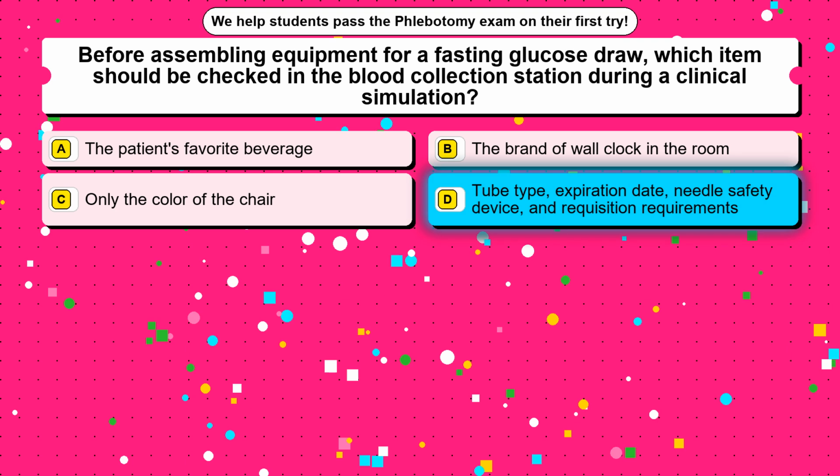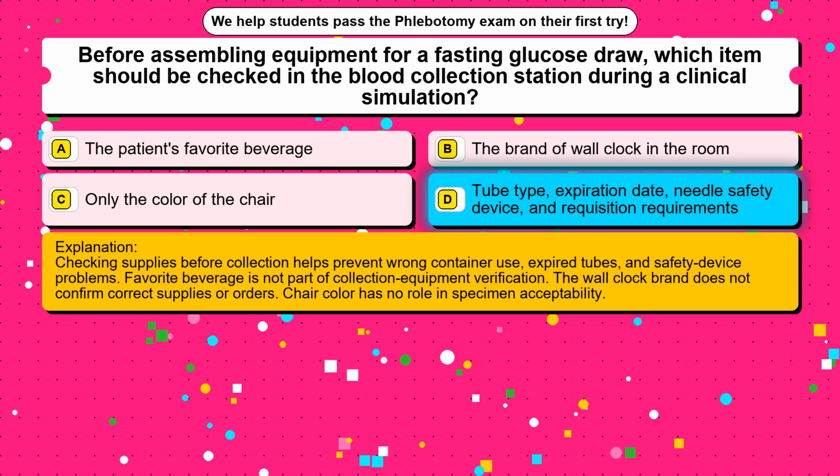The correct answer is option D. Tube type, expiration date, needle safety device, and requisition requirements. Checking supplies before collection helps prevent wrong container use, expired tubes, and safety device problems. Favorite beverage is not part of collection equipment verification. The wall clock brand does not confirm correct supplies or orders. Chair color has no role in specimen acceptability.